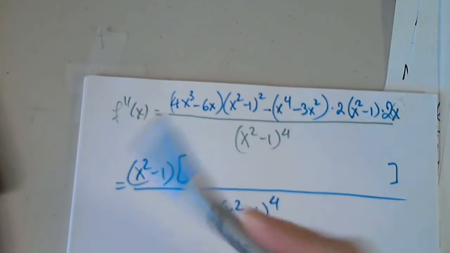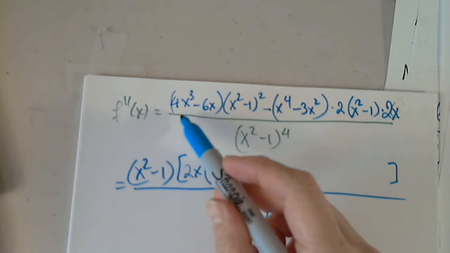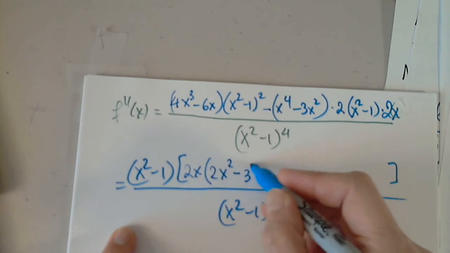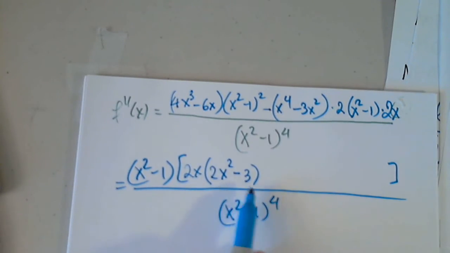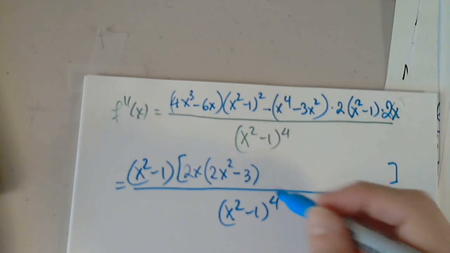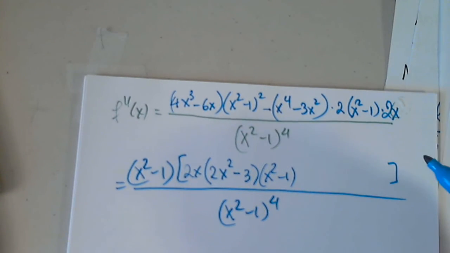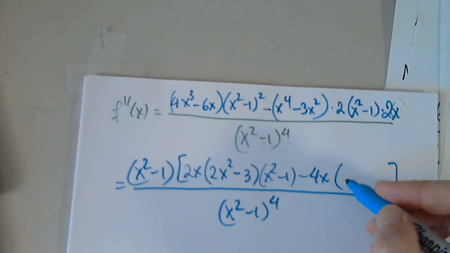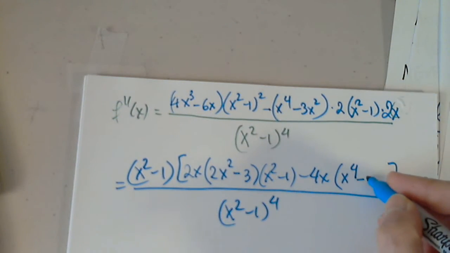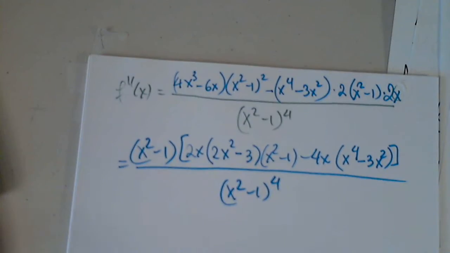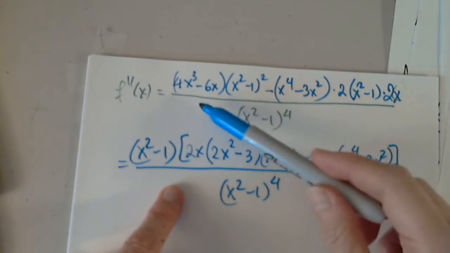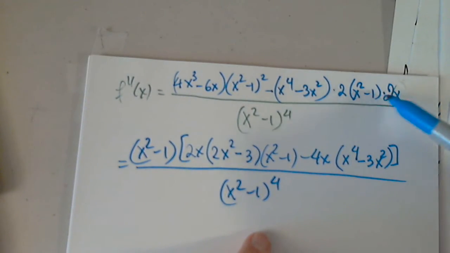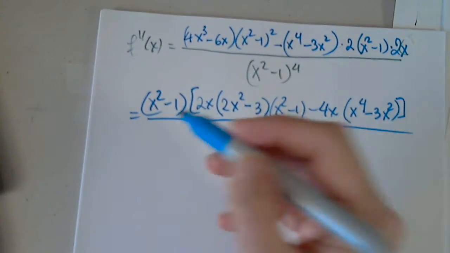I'm not going to distribute just yet. I'm going to factor out the 2x from here. And I have left a 2x squared minus 3. Yes, 4x cubed minus 6x, correct. I took out one of these, so I have x squared minus 1. I took out one of these, so I have minus 4x times x to the fourth minus 3x squared. I'm checking for a second. I did take 2x out, 4x cubed, that's correct, minus 6, that's correct. I took out 1, yes. I do have a 4x, this is out and this is in. Okay, this will go away.